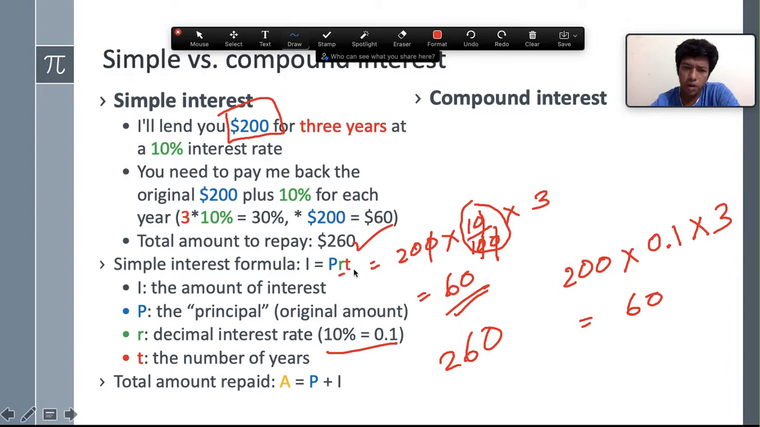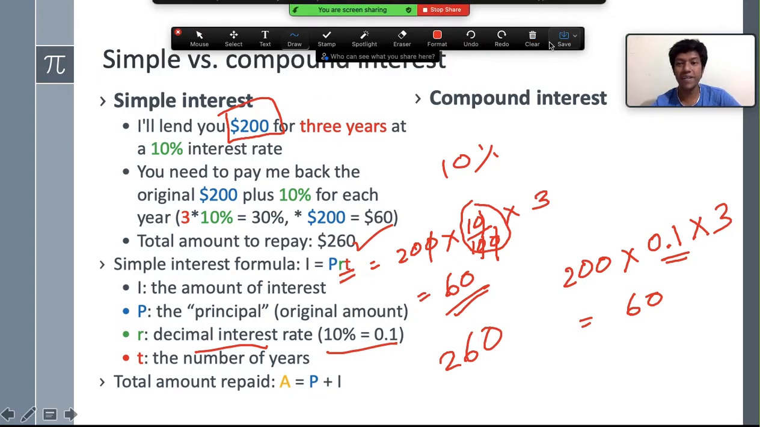So the value of R is always in decimal interest rate. Decimal interest rate means you will have to convert it to decimal. Or if you don't convert it, then you will have to do it like this, 10 divided by 100. Because 10% means divided by 100. Percent means divided by 100. Okay, this is the way.